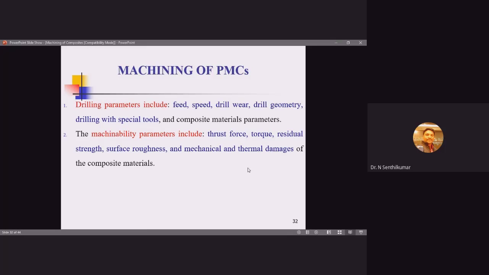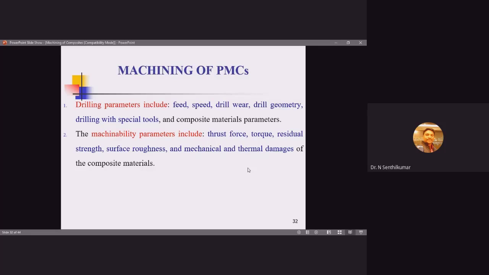Then what are the outputs that we are going to study? Cutting forces are of two types in drilling. One is the torque. Torque is nothing but the twisting force, the rotating force that is needed to rotate the tool. Then the thrust force, the force that is applied against the cutting tool. I am going to push the cutting tool by using feed rate, so the opposite force that is generated is called the thrust force.